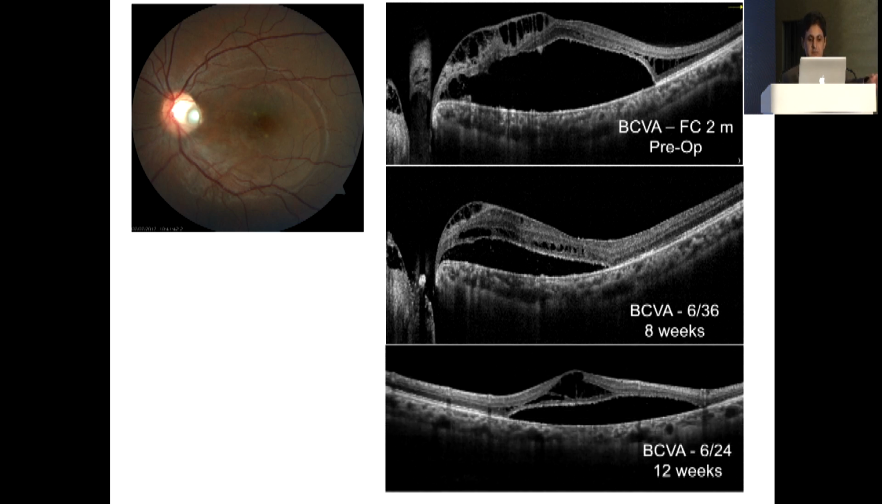As we can see, the vision is improving and the fluid is also going off. The connection from the optic disc has gone, and I don't have the latest OCT, but this fluid had also disappeared and the vision improved to 6/12 in this patient. So you can see that the fluid coming from the optic disc, this area has flattened out.